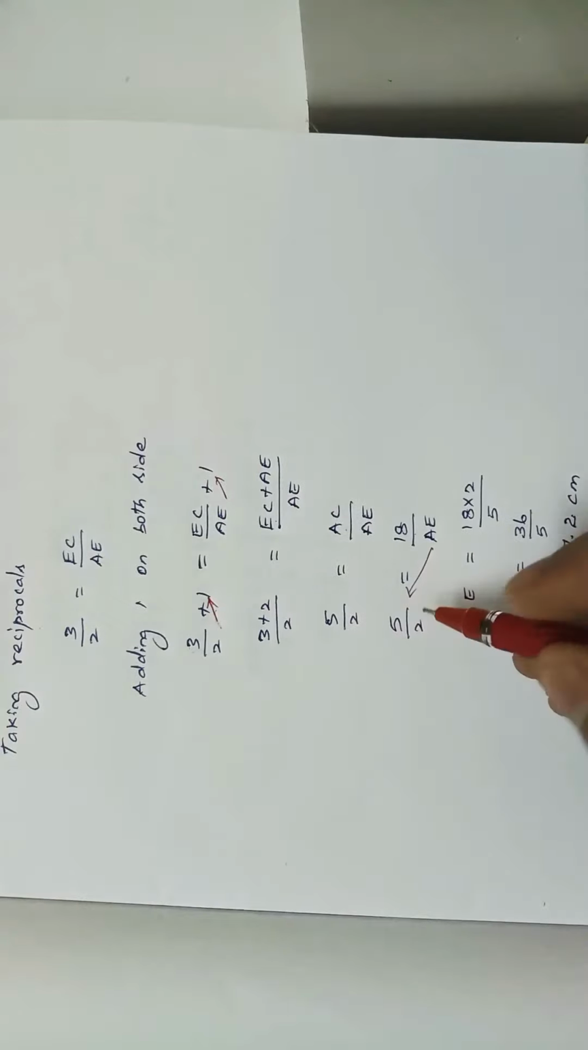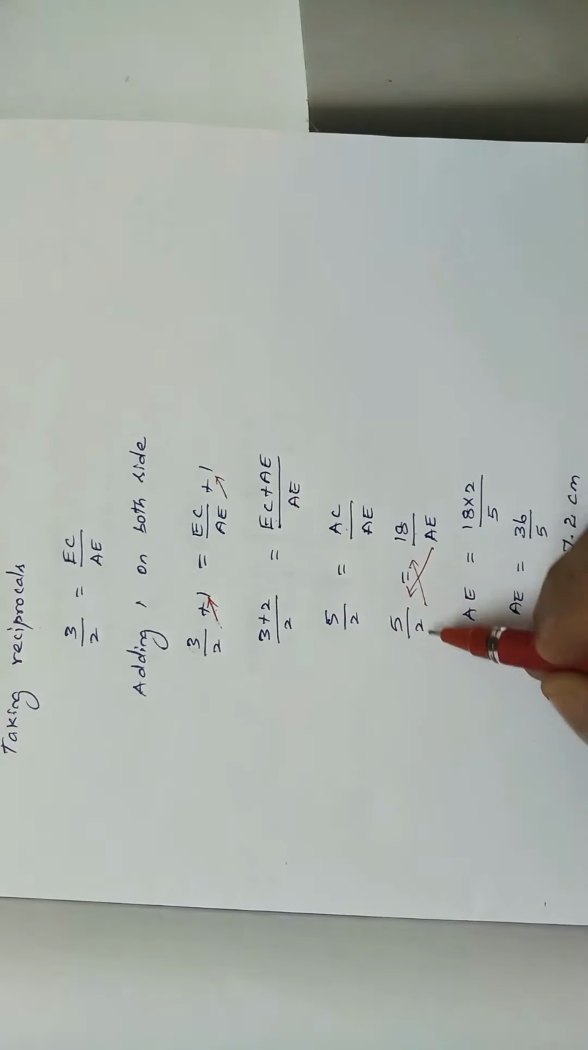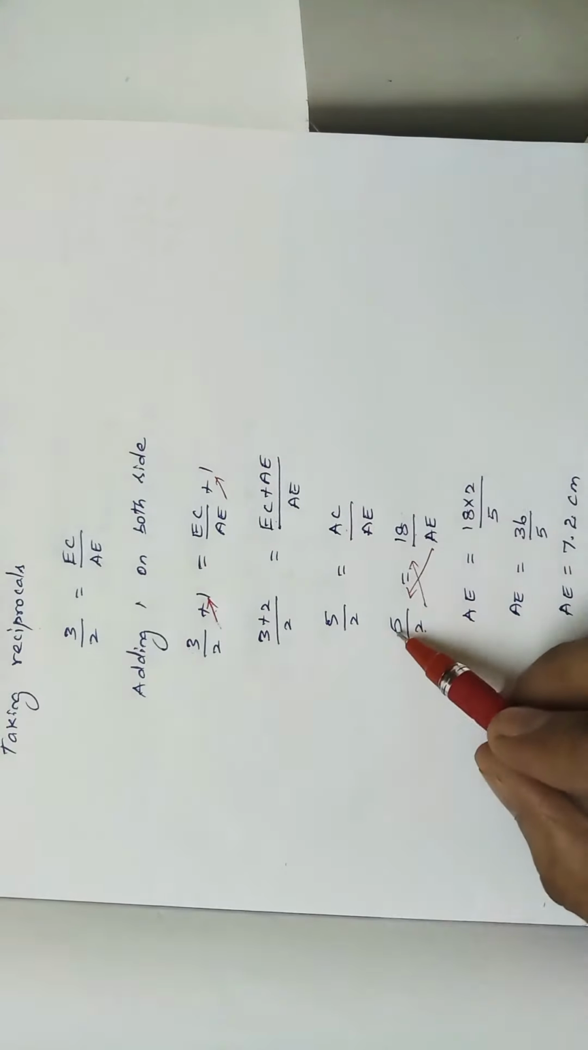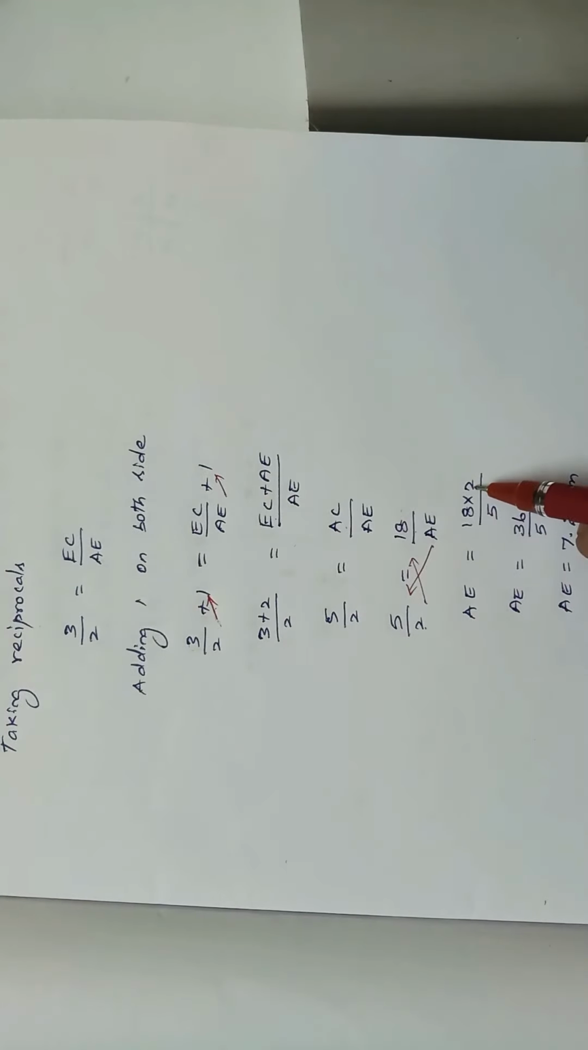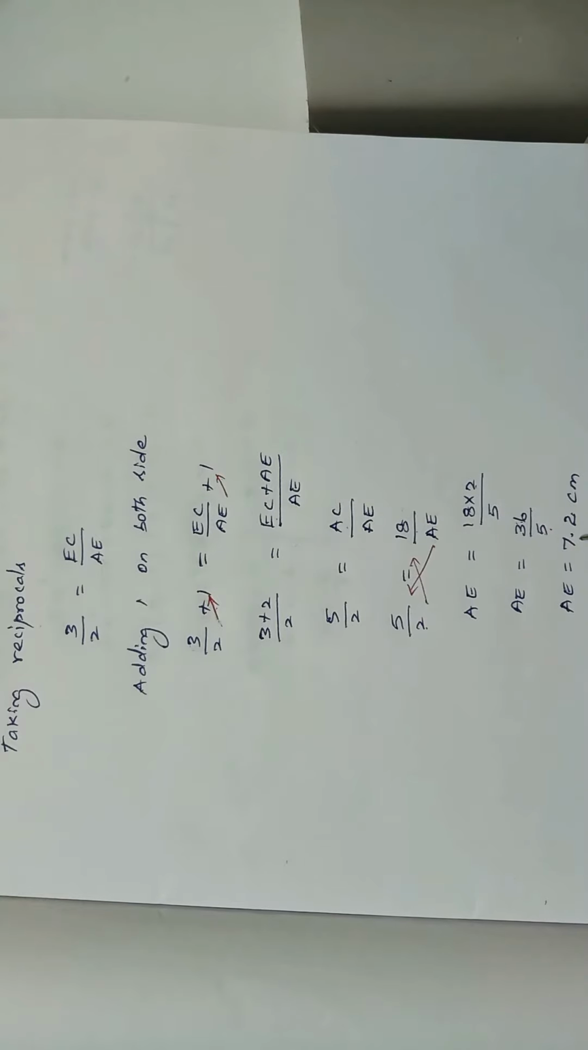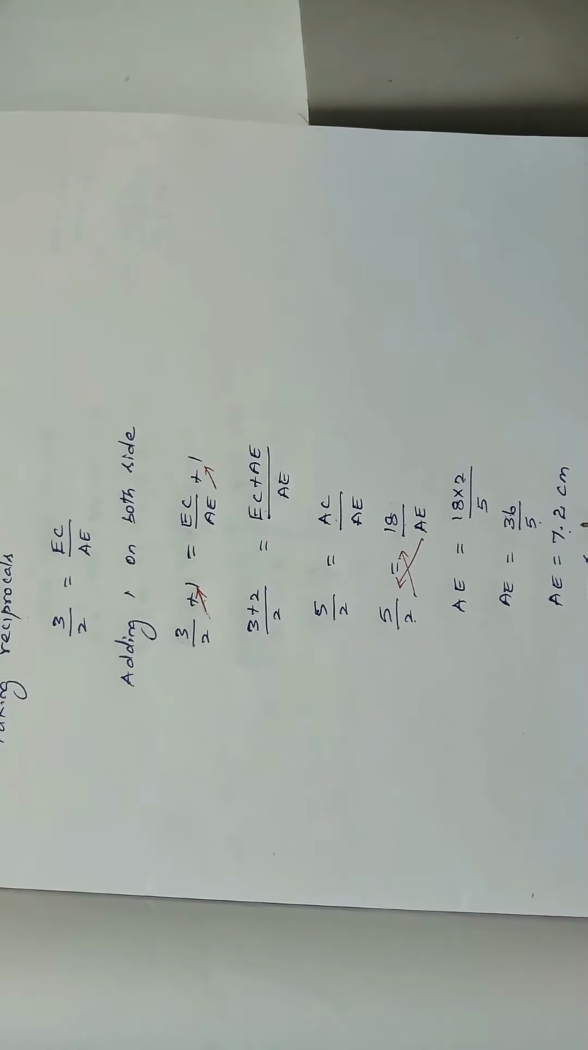AE will go to the LHS and 5 by 2 will go to the RHS. The denominator goes to the numerator and the numerator goes to the denominator. So 18 into 2 is 36, and 36 divided by 5 is 7.2 centimeters. AE is equal to 7.2 centimeters. That is what we wanted to find.